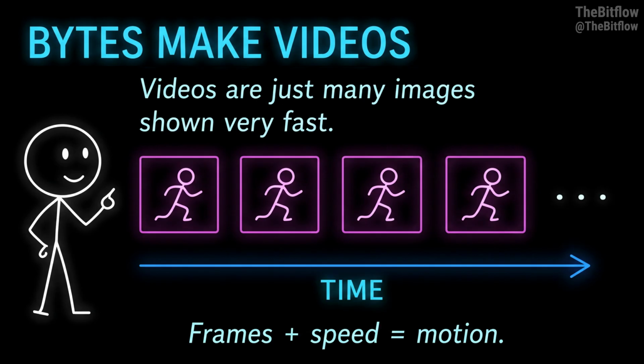Videos work the same way. They're simply a series of images called frames shown one after another. When those frames are displayed quickly enough, your brain sees smooth motion. Every frame is made from pixels. Every pixel is stored using bytes. That's why videos can take up so much storage space.